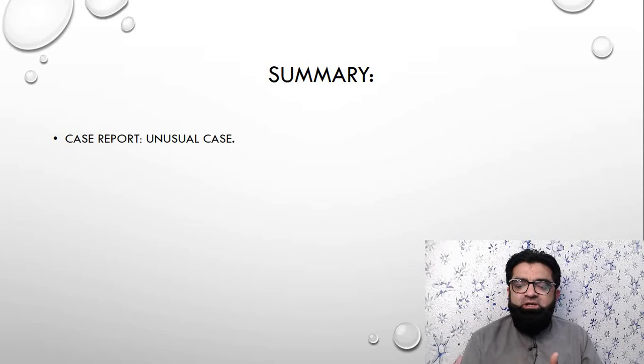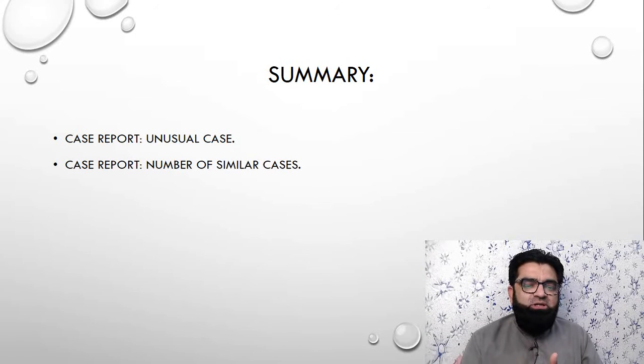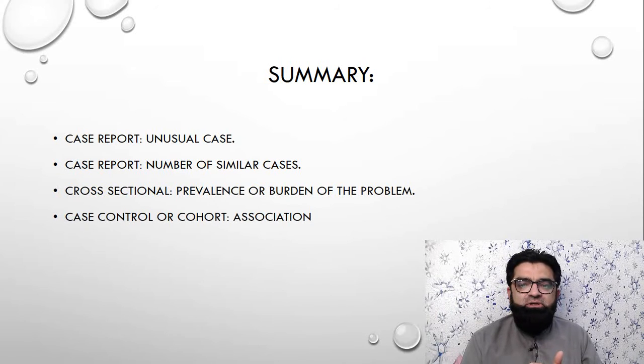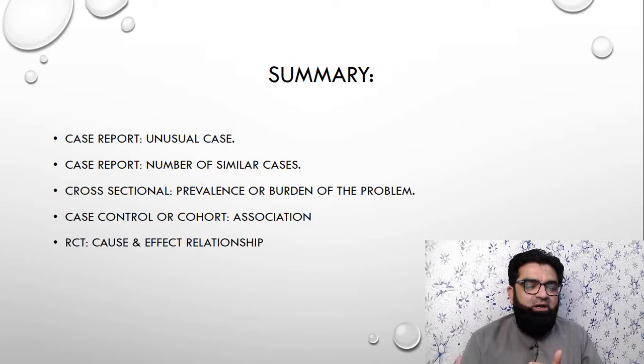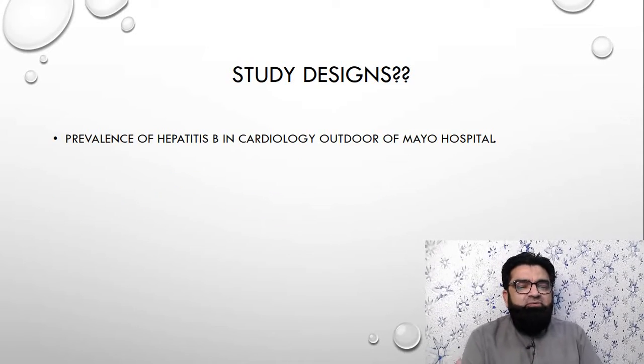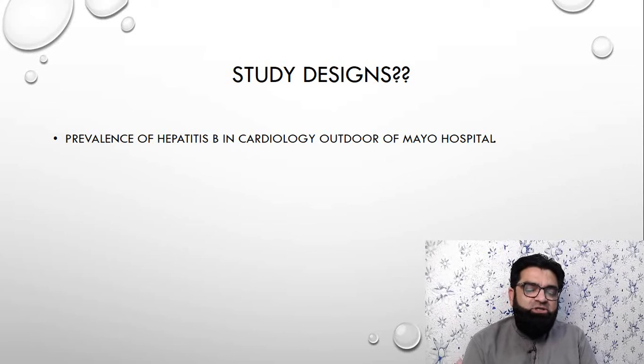So just to summarize, a case report is always an unusual case. A case series is a number of similar cases. Some people say that it's similar cases of an unusual case, or some say that it is a number of similar cases. Cross-sectional is prevalence or burden of the problem. Case control or cohort will give you an association between two variables, and RCT will give you a cause and effect relationship. So just an exercise: prevalence of hepatitis B in cardiology outdoor of Mayo Hospital. It's a prevalence study, so it should be a cross-sectional study design.